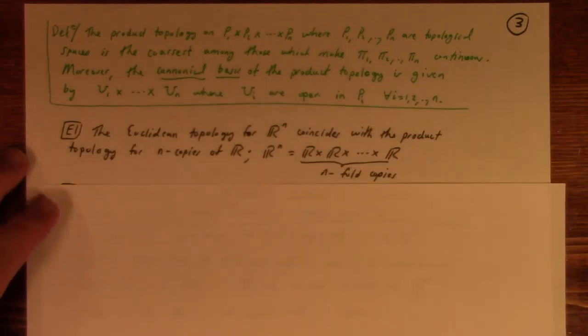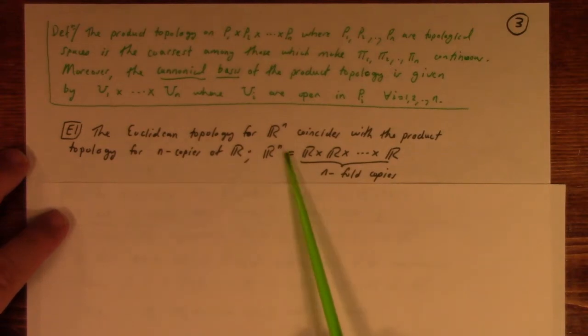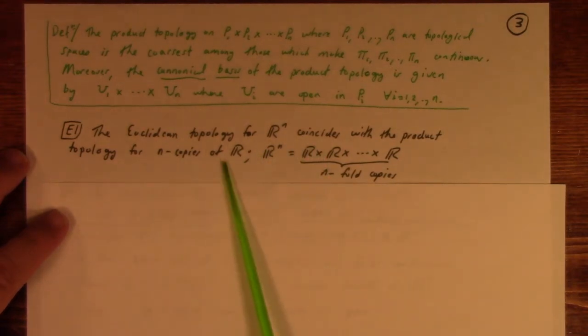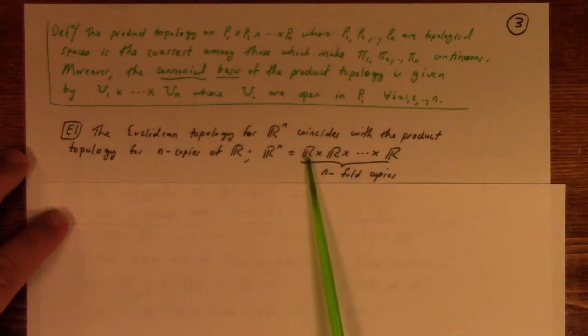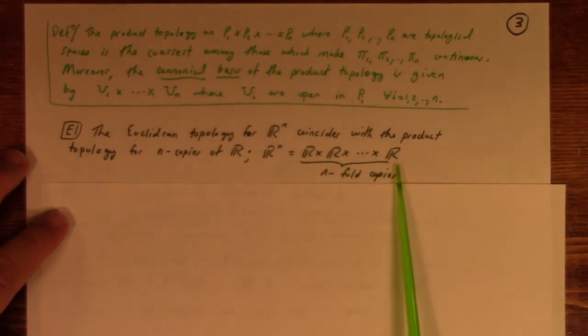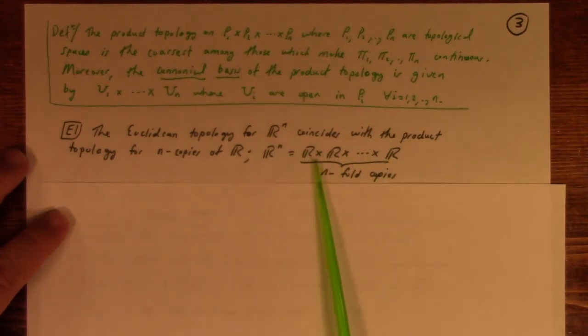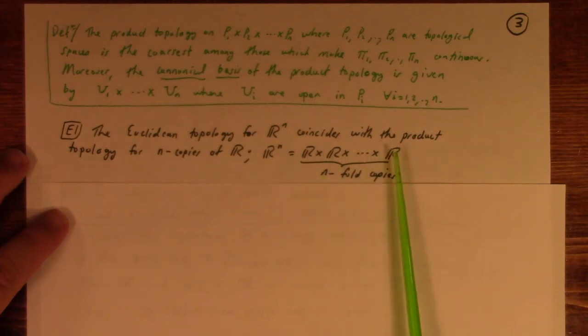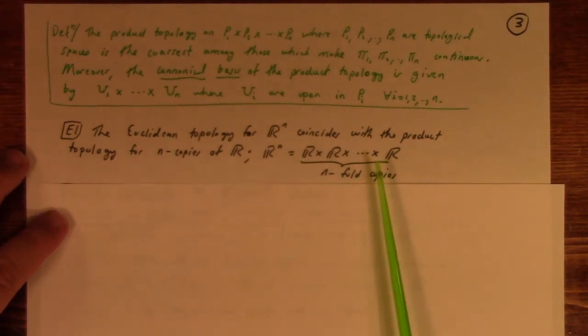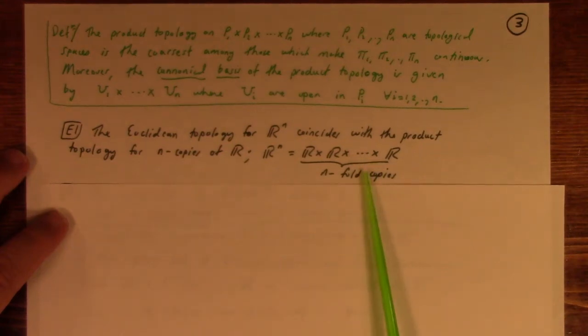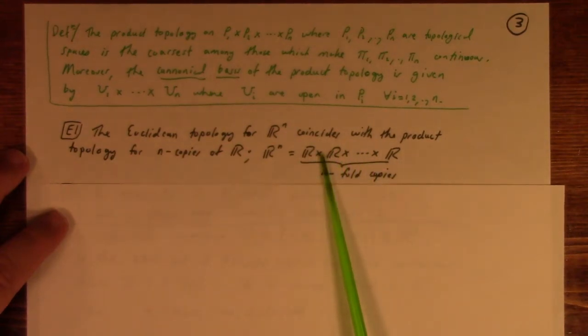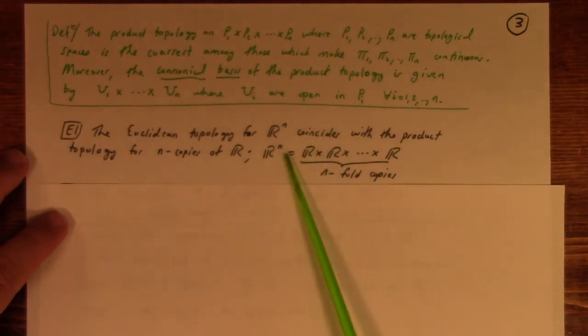Anyway, so for example, the Euclidean topology for Rn coincides with the product topology for n copies of R. So you can think of this as R cross R cross R, n-fold times. And you can build a canonical basis for Rn by just taking a Cartesian product. Now, if you're thinking about open balls in terms of the Euclidean topology, the basic open sets are open balls, right? Well, if we make n equal to 3, it's literally a ball, right?